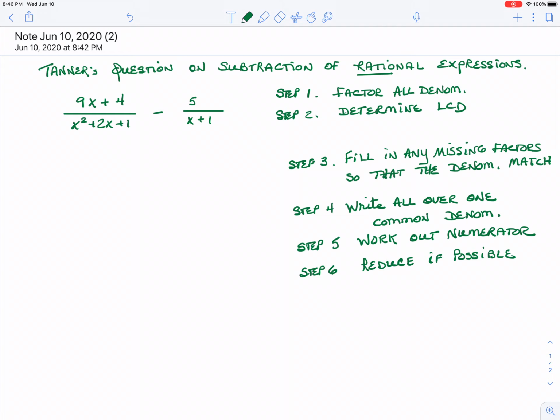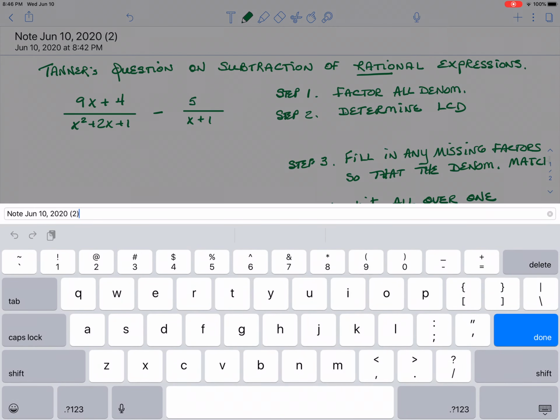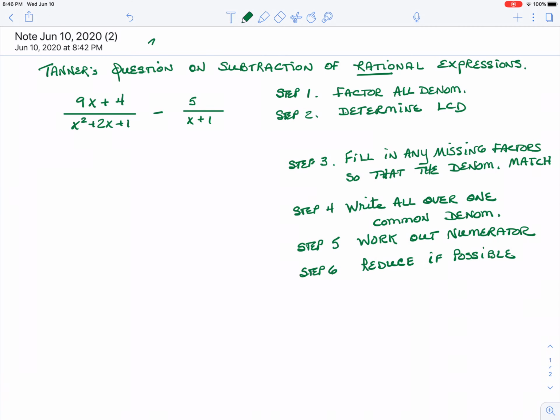This is a question that one of my students sent to me from Chapter 7, and I'm guessing this is probably Section 7.2, maybe. Again, I'm not 100% sure about that.